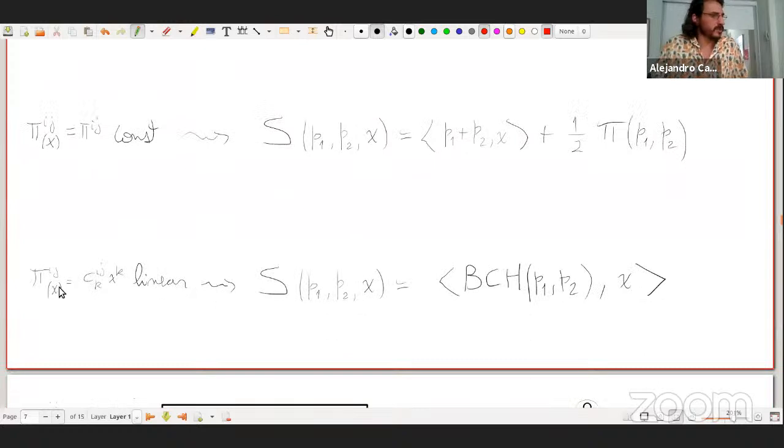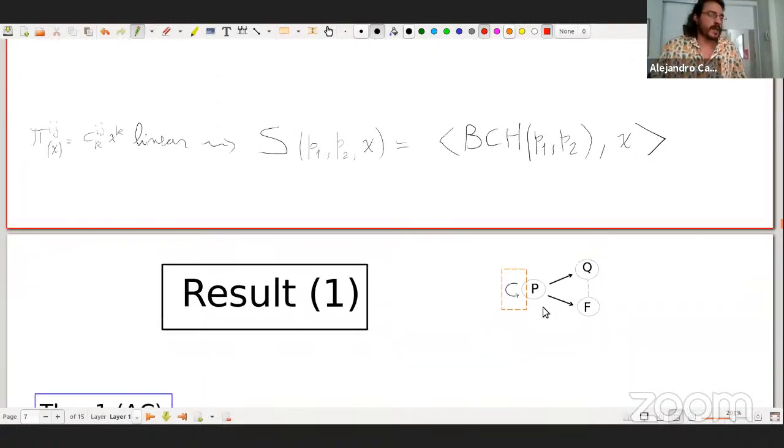For example, if the Poisson structure is linear, so it corresponds by duality to a Lie algebra, the formula that appears is this. Here is the Baker-Campbell-Hausdorff series in these two parameters, P1 and P2, which naturally live in the Lie algebra. And then it's paired with X, which lives in the dual. But you see, this is a non-trivial function compared to this one. In general, you can think of an arbitrary smooth Poisson structure, and you will expect something that contains all sorts of derivatives of pi. So the first result addresses that point.